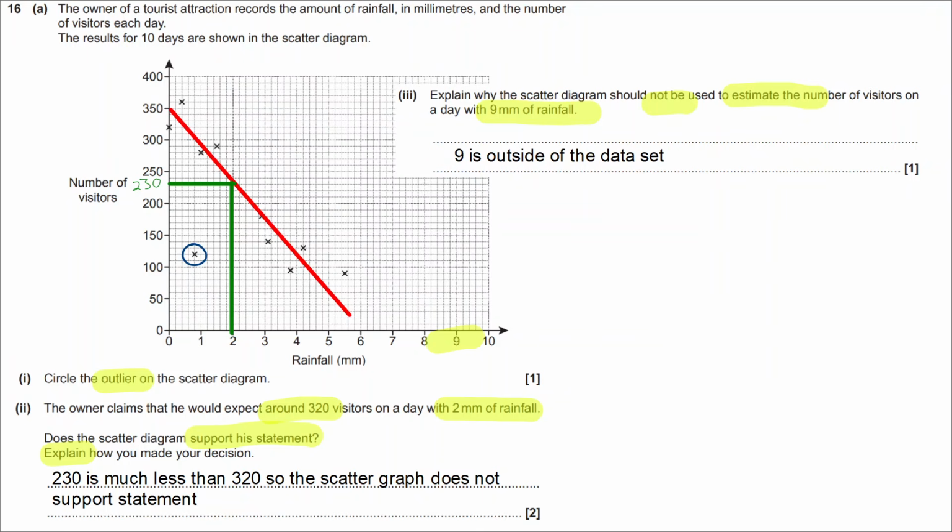Okay, so exam practice. You can see we're going kind of between. The first point is at 0. The last point is kind of around 5 and 6. 9 is nowhere near the data set.